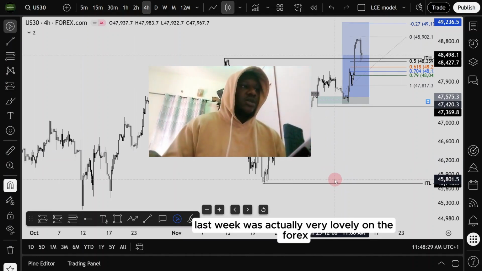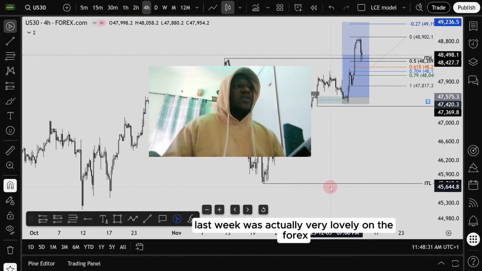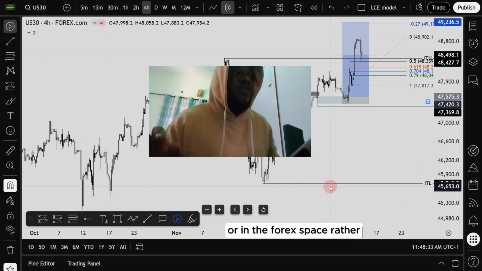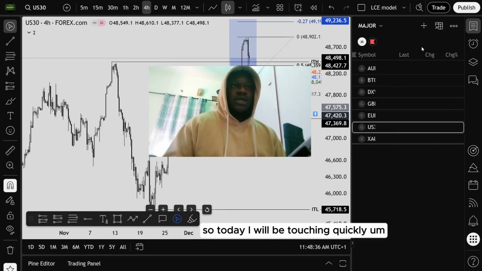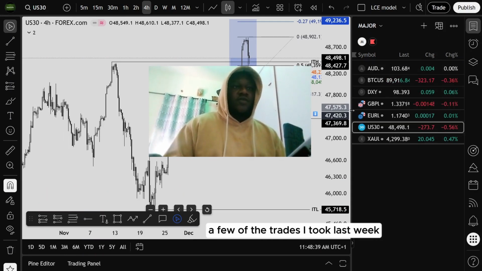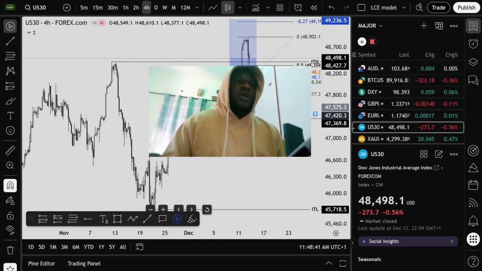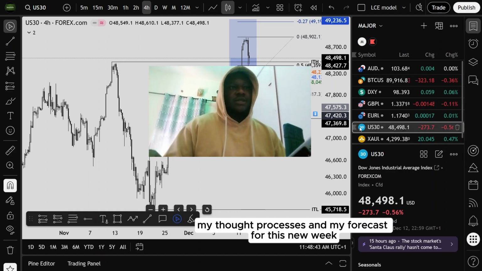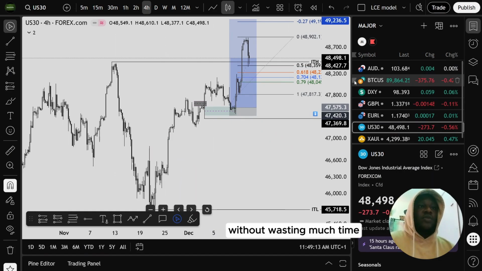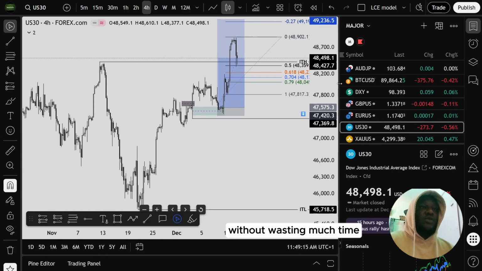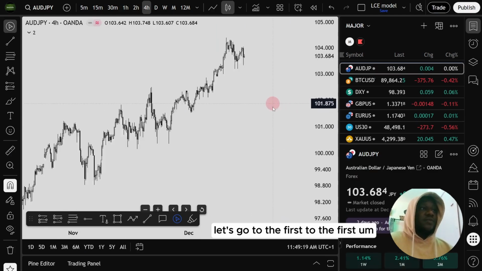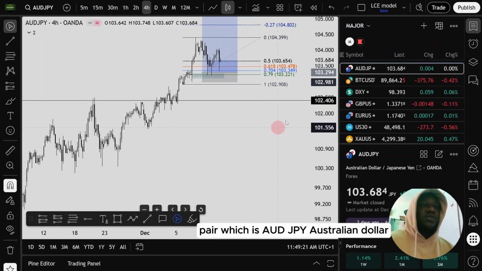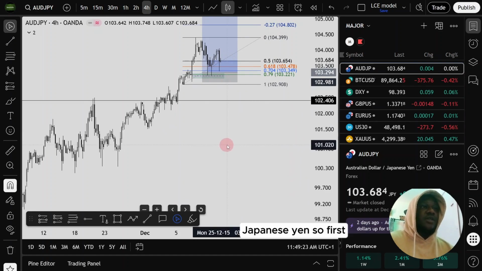Last week was actually very lovely in the forex market. So today I'll be touching quickly on a few of the trades I took last week, my thought processes, and my forecast for this new week. Without wasting much time, let's go to the first pair, which is AUDJPY, Australian dollar, Japanese yen.